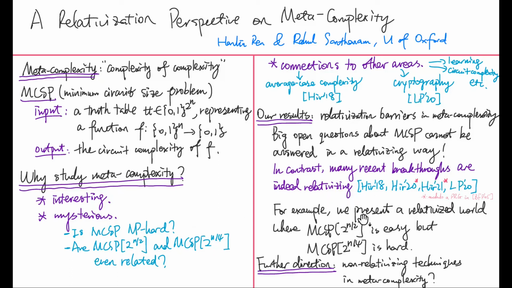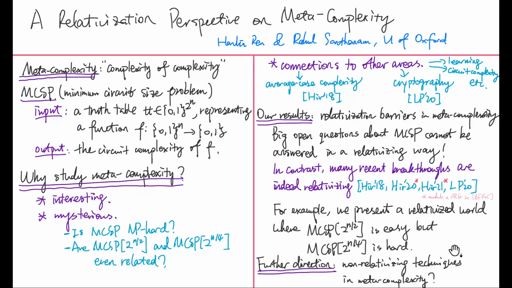For example, we present a relativized world where MCSP with parameter 2^(n/2) is easy, but with parameter 2^(n/4) is very hard. So if you want to connect the complexities of these two versions of MCSP, you will need non-relativizing techniques.